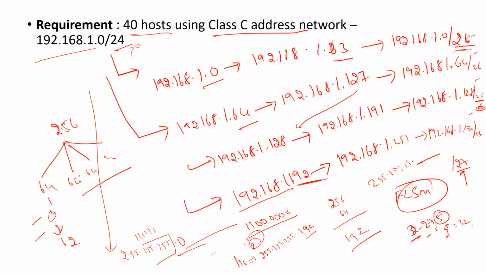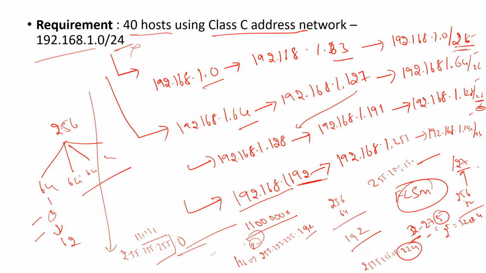64, 32, 32. So 256 minus 32, how much? 224. So for slash 27, the subnet mask is 255.255.255.224.